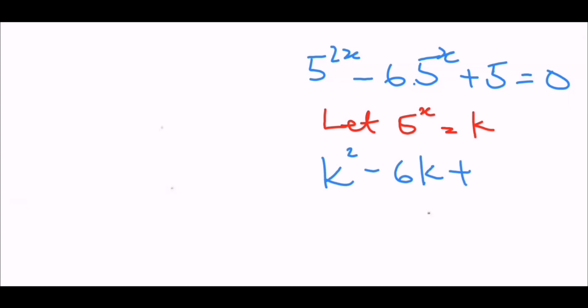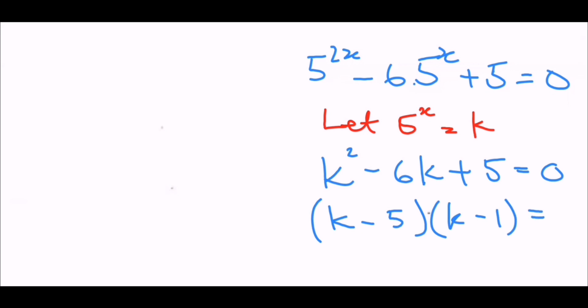Very nice. Here you see a very common theme in the grade 11 type equations. We are simply going to factorize and solve k. Once we have k, we then solve x. So the factors of 5 are 5 and 1, and we see that 5 and 1 add up to 6. And so therefore, k is equal to 5 or k is equal to 1.